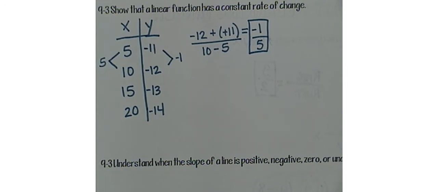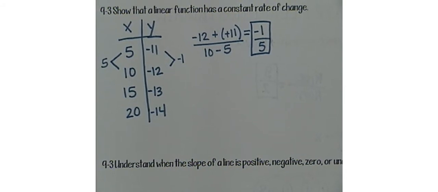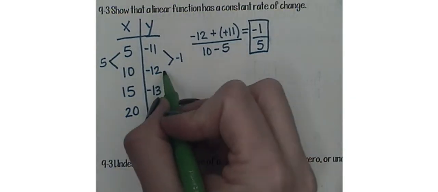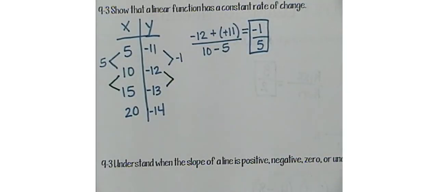And let's calculate it again, because we haven't fully answered the question. It didn't say calculate or tell me what the rate of change is or what the slope is. It says show that it has a constant rate of change, which means that the rate of change is the same. It's consistent. It doesn't change. So we've got to see if that's true or not.